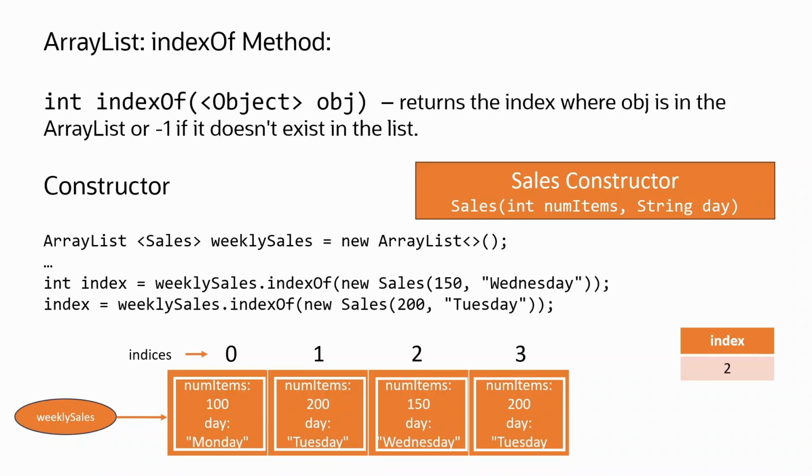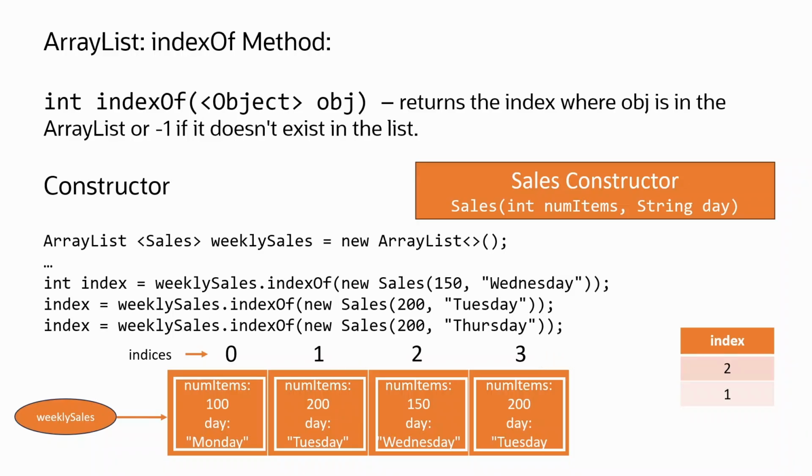If we want to say weeklySales.indexOf(new Sales(200, Tuesday)), it will find that at index 1. Notice that there is a second occurrence at index 3, but only the first occurrence will be returned, and so index will have the value 1.